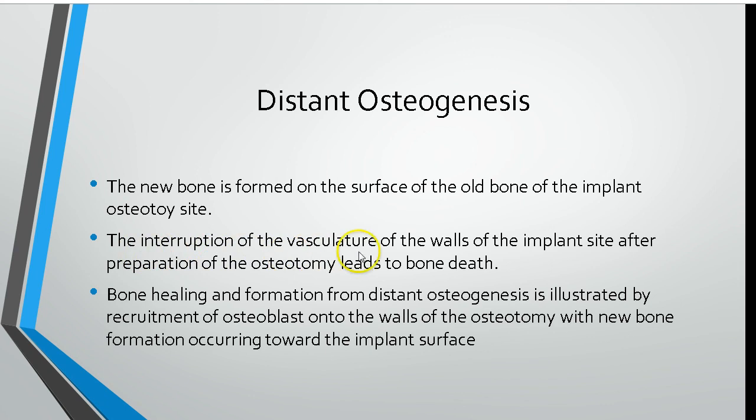The interruption of the vascular supply to the walls of the implant site after preparation of the osteotomy leads to bone death, which pretty much happens on both sides, but it's more meaningful here, and we'll talk about it in a second. The bone healing and formation from distance osteogenesis is illustrated by recruitment of osteoblasts onto the walls of the osteotomy, with new bone formation occurring, like we talked about, towards the implant, so outside in.